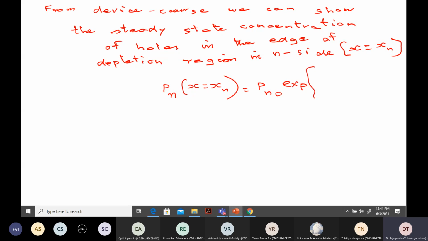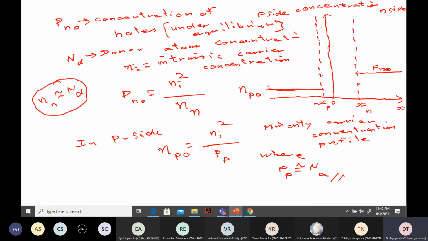V by Vt. It is not a big deal to understand this V by Vt. p_n0 is the concentration of holes under equilibrium. That is the starting concentration even before the application of forward bias. Because of the injection of holes as a result of forward bias, the concentration of holes is found to increase at the edge of the depletion region. At this point, I am talking about this point.